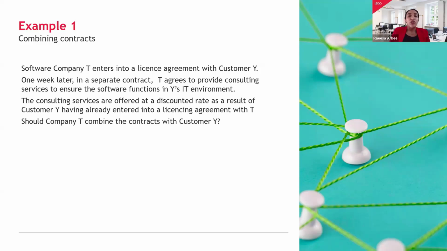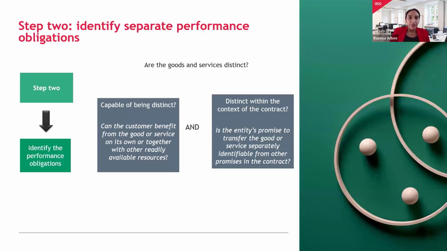So then moving on to step 2. Step 2 talks about identifying separate performance obligations. A performance obligation is defined as a promise or a distinct bundle of goods or services. Revenue is recognized separately for each performance obligation. So this is really a critical step in our 5-step model.